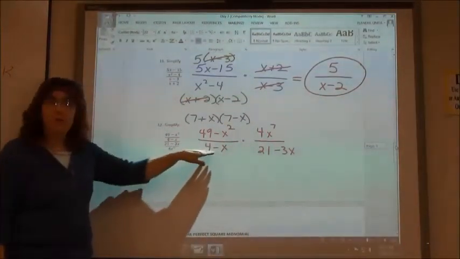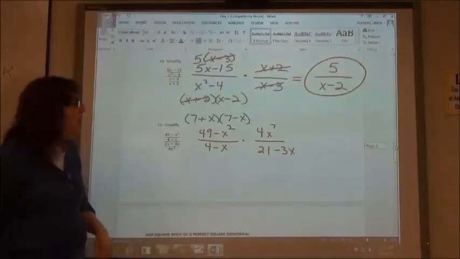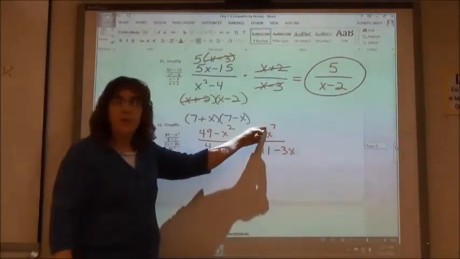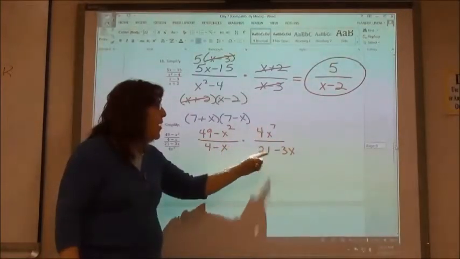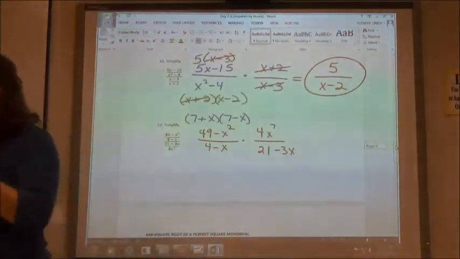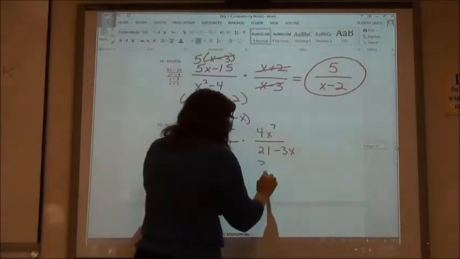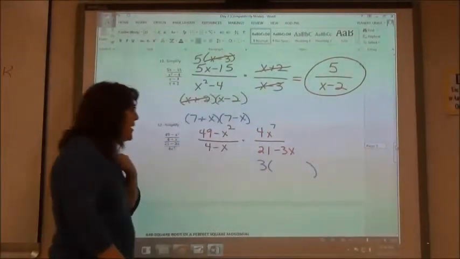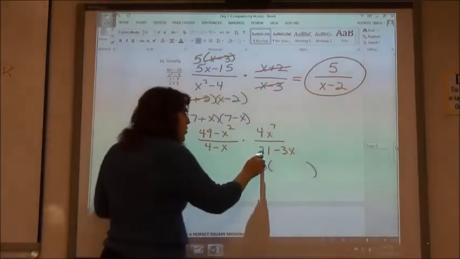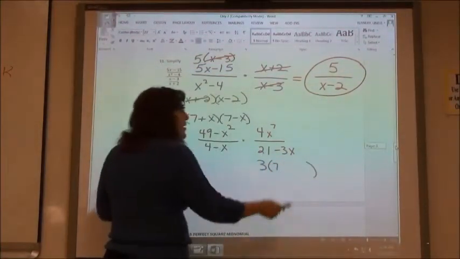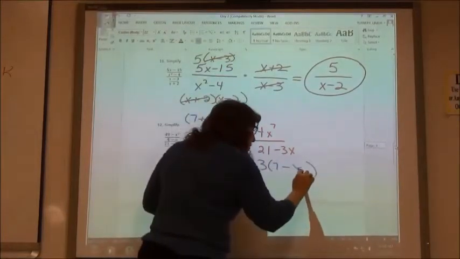Bottom we can't factor. It doesn't have a squared, doesn't have a common factor. The top only has one term. We're not going to do anything with that. But the bottom we can factor. Both of those are divisible by 3. So we're going to put the 3 in front and we're going to divide them each by 3. Again, we're not going to switch them around. 21 divided by 3 is 7. Negative 3x divided by 3 would be a minus x.